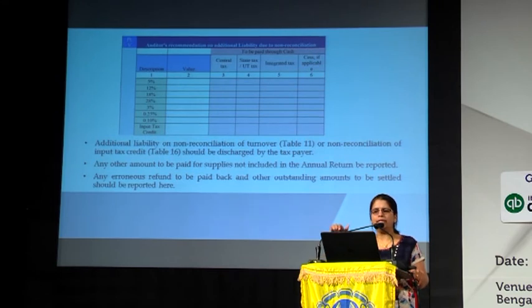So what they are saying, if you see in the table, I think if you can view it, it says to be paid through cash, very clearly indicating that if there is any liability because of reversal of input tax credit, it has to be paid only through cash. You cannot use your credit ledger for making a payment of this.